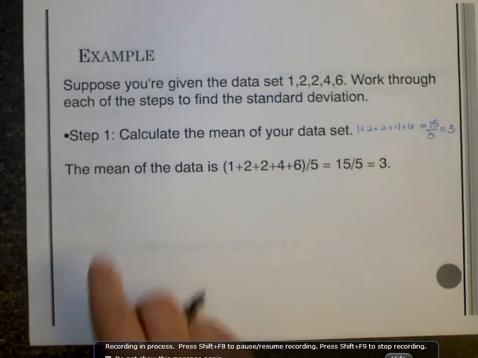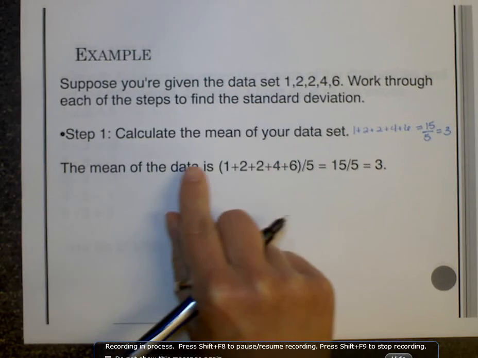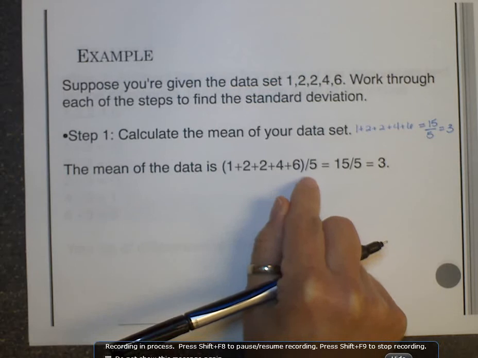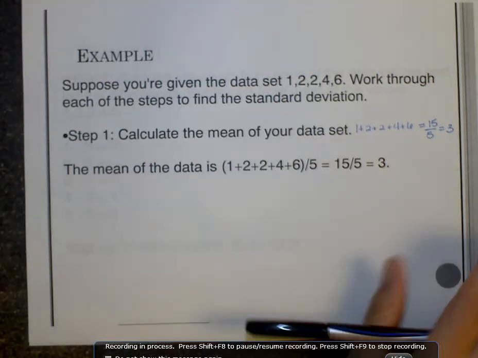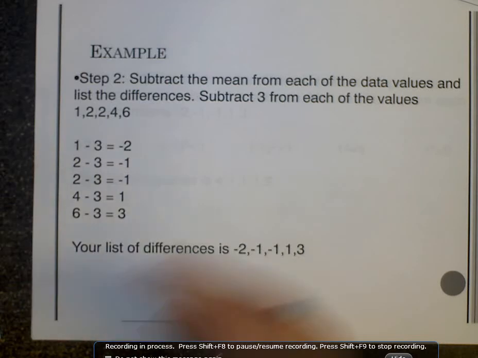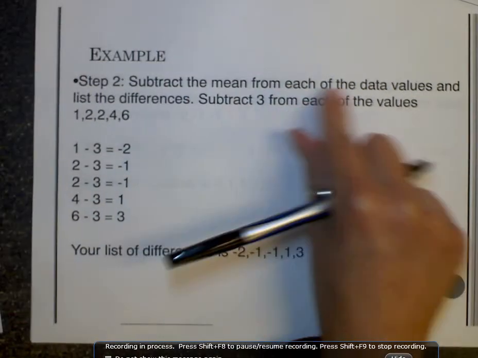And that's what's shown down here. You take the numbers and you add them together. You divide by how many numbers there are. You get 15 divided by 5, which is 3. Step 1. Step 2 is you have to subtract the mean from each of the data values.